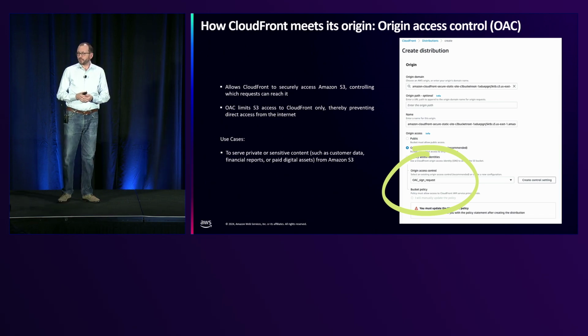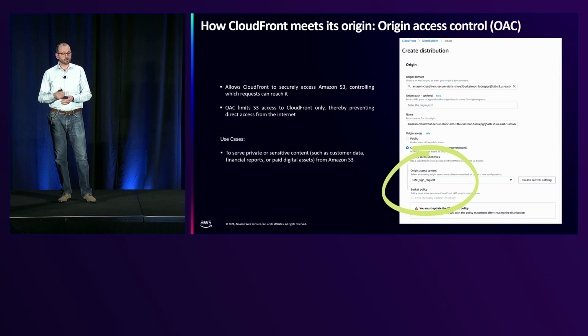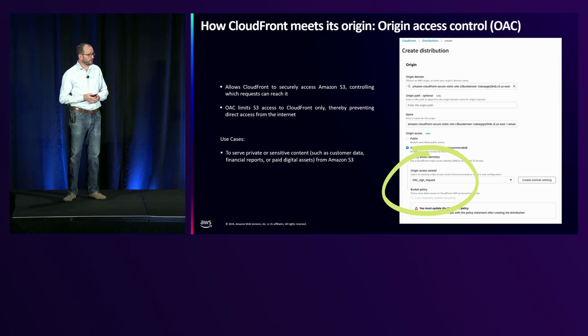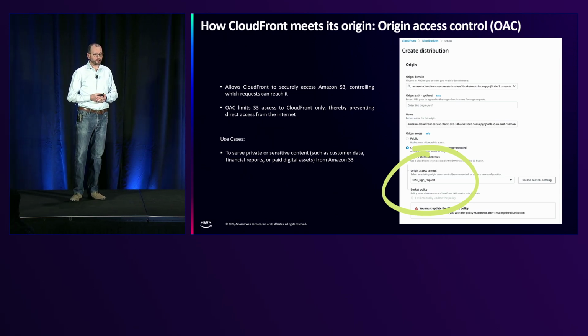If you're using S3 as your origin, you really should make sure to have OAC configured. Once you have OAC configured on S3, no one can access S3 directly to retrieve that content. It can only be accessed from the public internet via CloudFront.